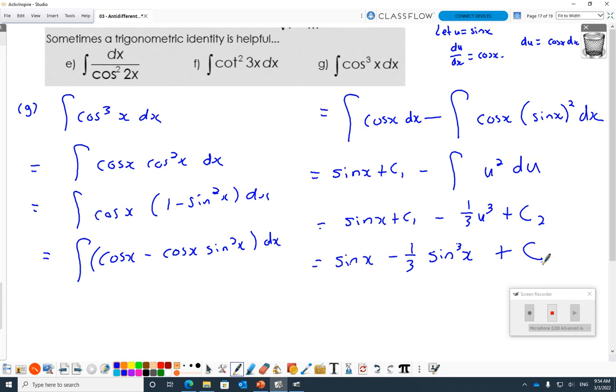You want to talk about the C's? Each integral produces its own C, and I don't care that they each got their own C. I'm going to make it into one giant C over here. Yeah? What's your other question?